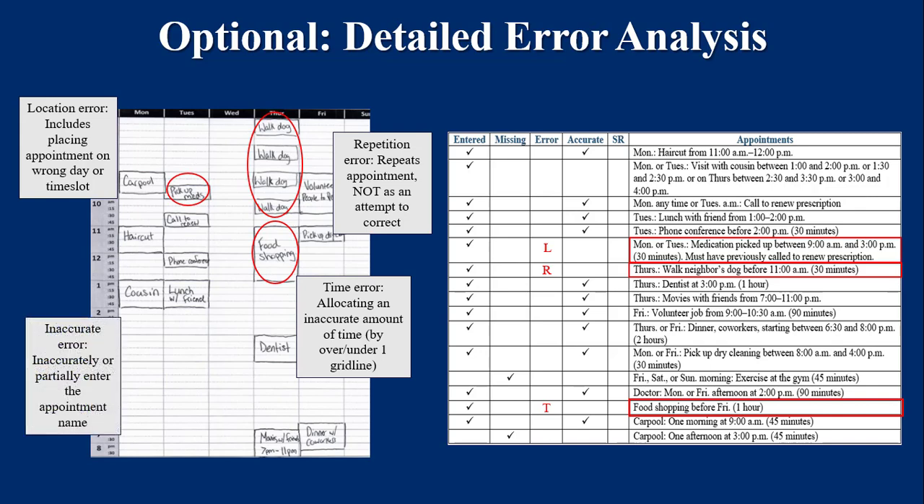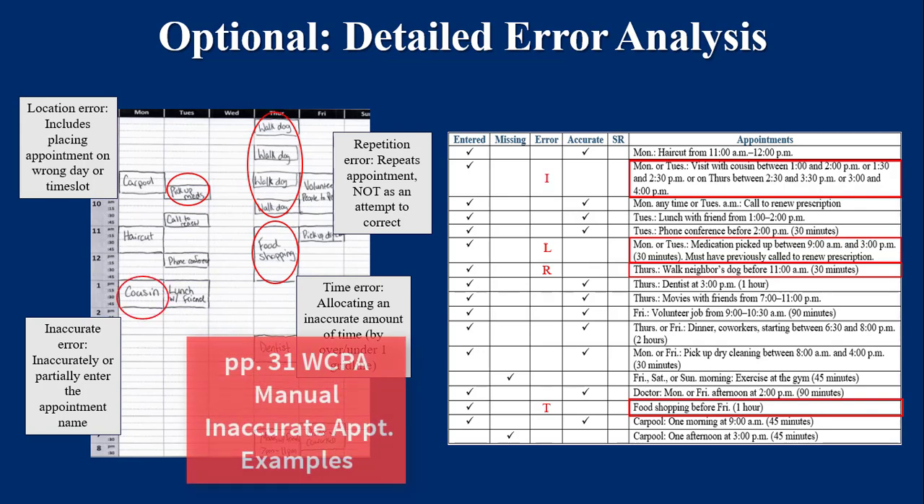An inaccurate error is scored if the client has inaccurately or partially entered the appointment name. Visit with cousin was entered as cousin. This is marked as an error because the full appointment name was not written. This is scored as an I in the error column.